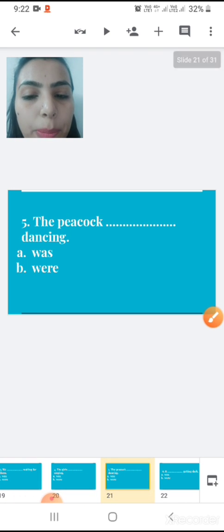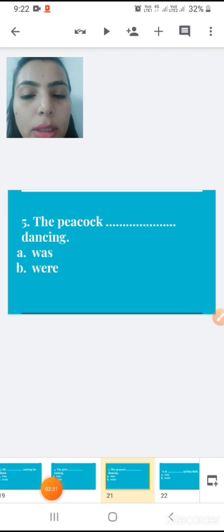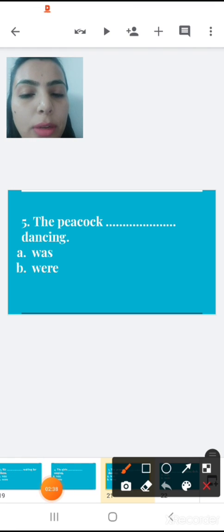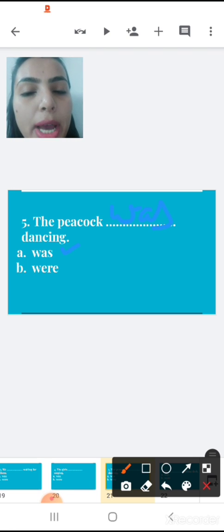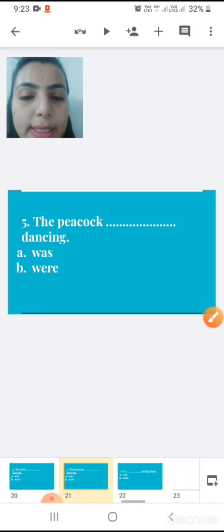Next, the fifth one: the peacock dash dancing. We use "was" with the peacock because here we are talking about a single peacock. Here we are talking about only singular. So, the peacock was dancing.